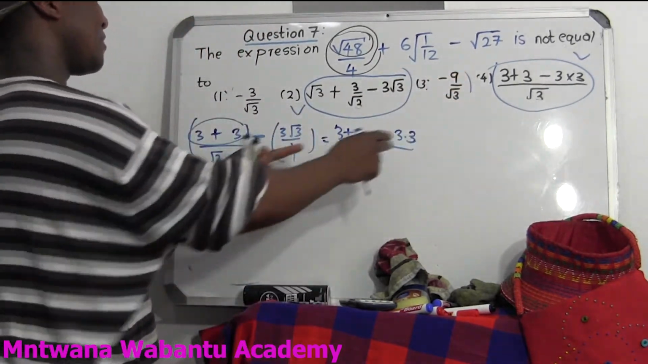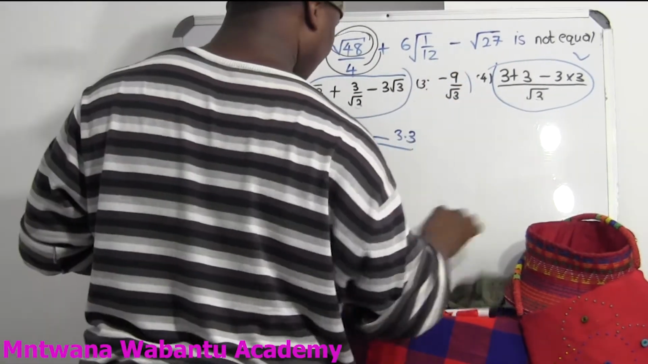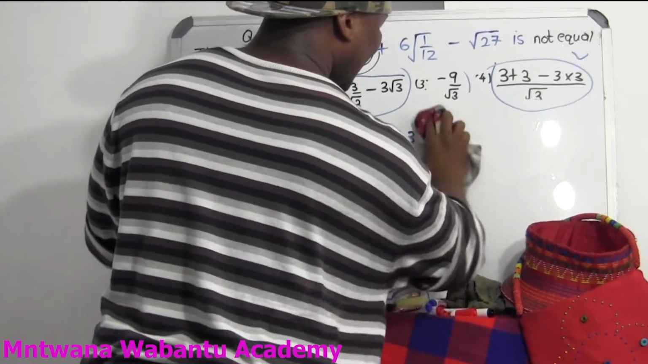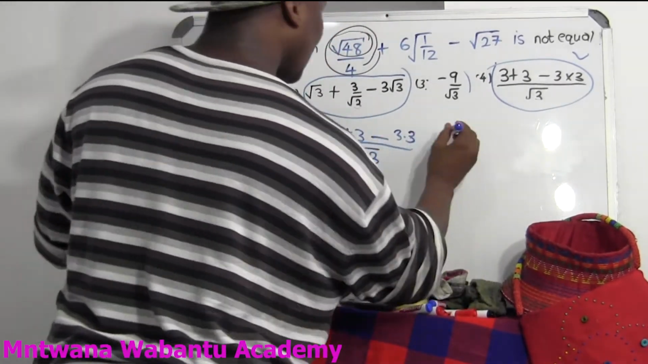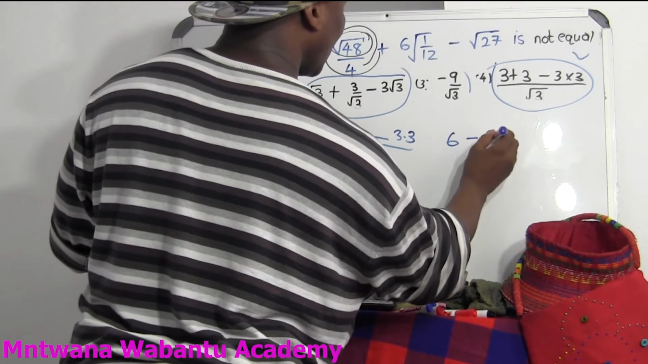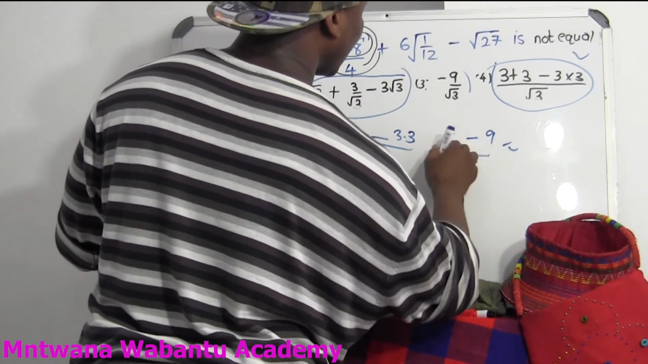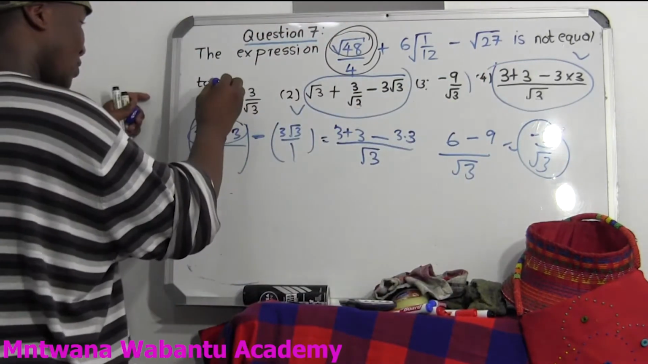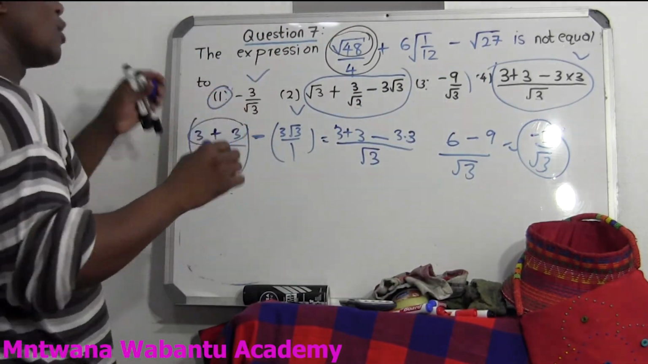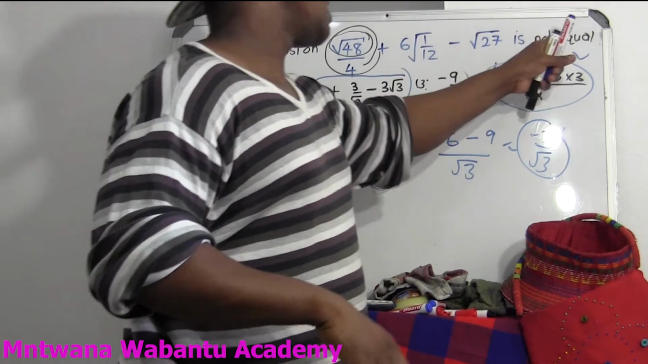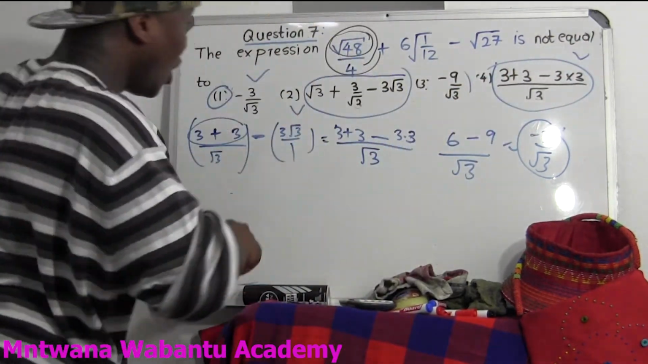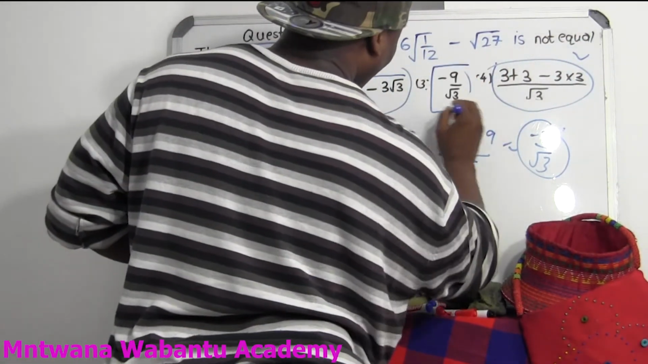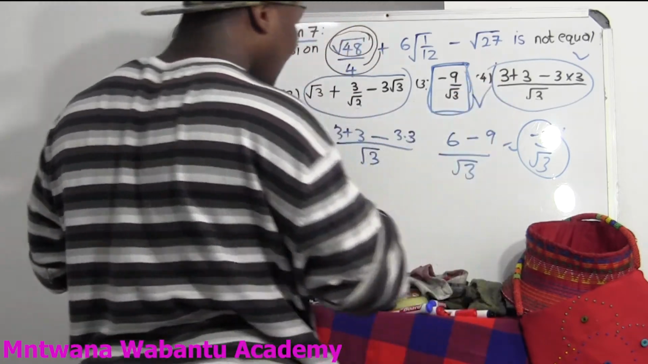So now we're going to say, let's simplify this. 3 plus 3 equals to 6. Minus 3 times 3 equals to 9. Square root of 3. Okay, 6 minus 9 equals to negative 3, of course. So this is a true answer, which is this. We don't want the true answer, because we want the one which is not. So this is not, because after simplifying, we didn't have this. So this is our answer.